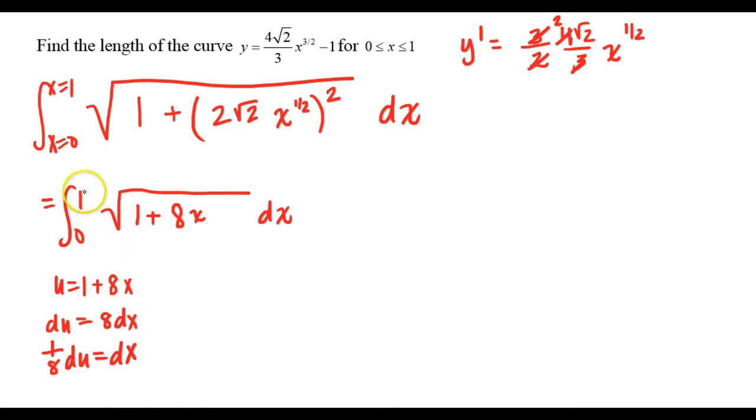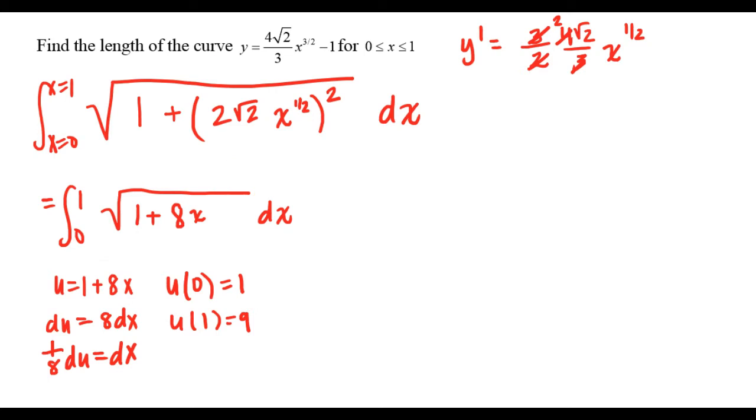Now this is a definite integral, so we need to change the limits of integration. So we plug the limits of integration into u. So u of 0, if I substitute in 0 here, I will get out 1. And u of 1, so 1 plus 8 times 1 is going to give me 9.